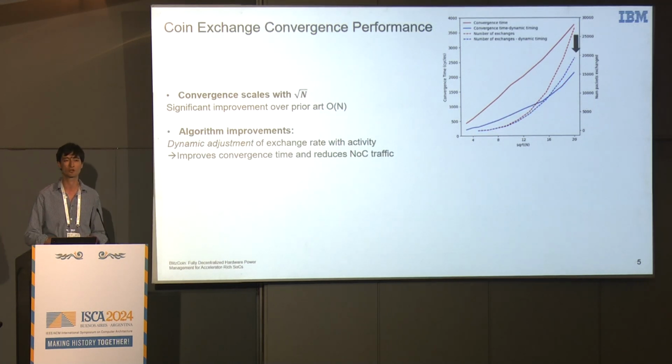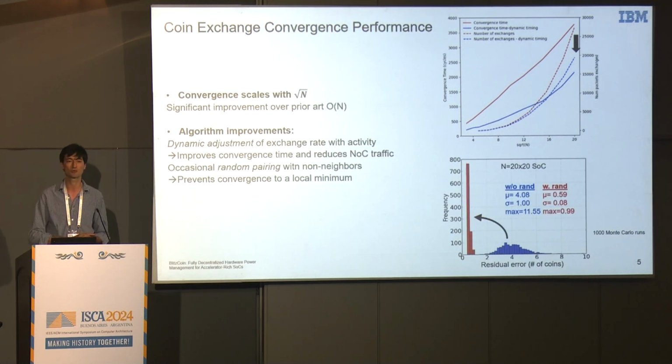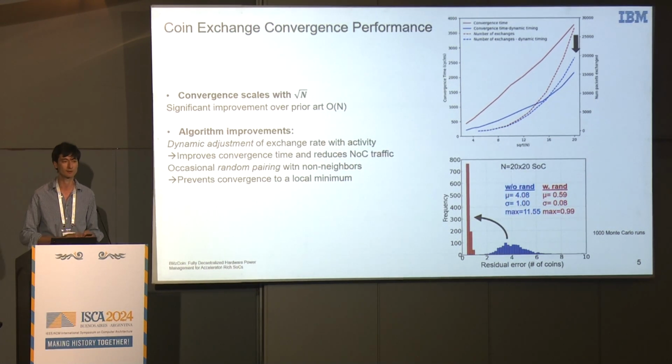We use this model to add a couple of improvements to our previously described coin exchange scheme. First, we do some exponential backoff to dynamically adjust the exchange rate based on the SoC activity, which helps speed up response time and reduce NoC traffic. And finally, we use some occasional random pairing, where a tile would exchange coins not just with its neighbor, but with tiles that are further away. And as seen on the histogram below, the random pairing helps alleviate convergence to a local minimum and guarantees, in this Monte Carlo simulation, that with random pairing, all of the exchanges converge to the ideal target within the coin quantization limit.